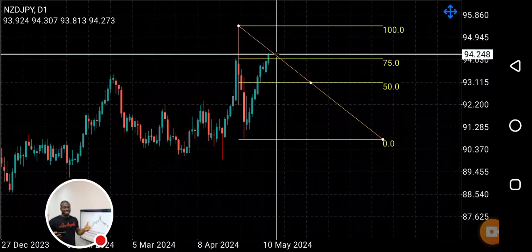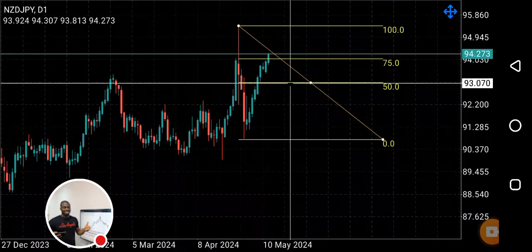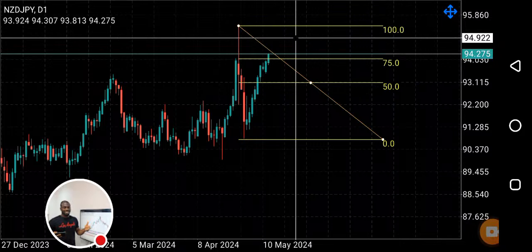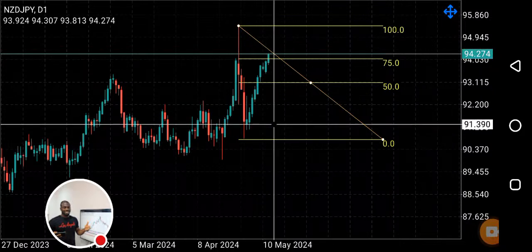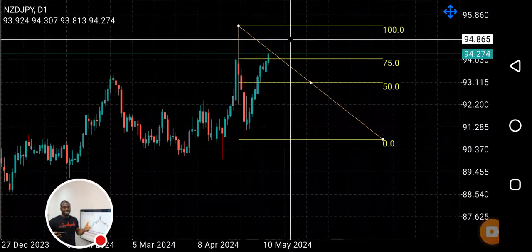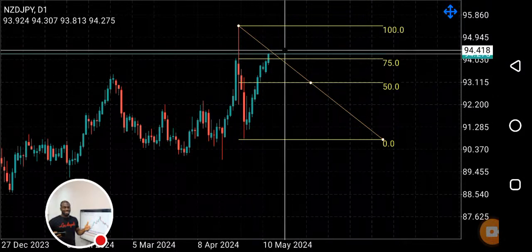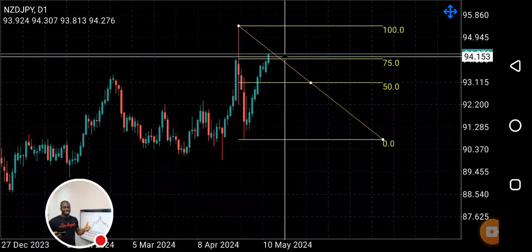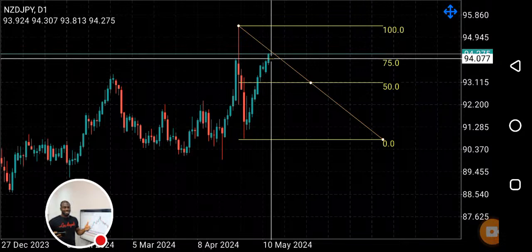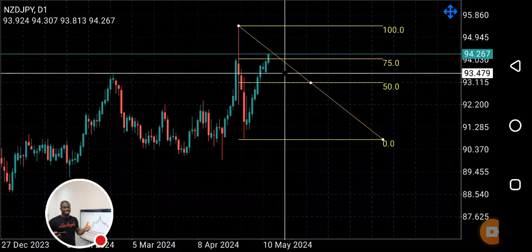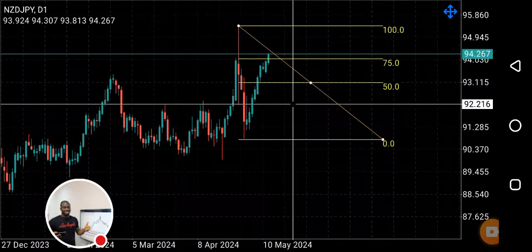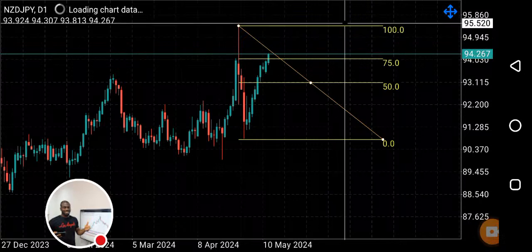Why would you want to buy at this point when price is already at a premium level? The reason you want to buy is FOMO, fear of missing out. That is the only reason you would jump in and start buying New Zealand JPY. You cannot buy now. You should wait for a pullback. If at all you are considering buying, there should be a pullback before you consider buying.